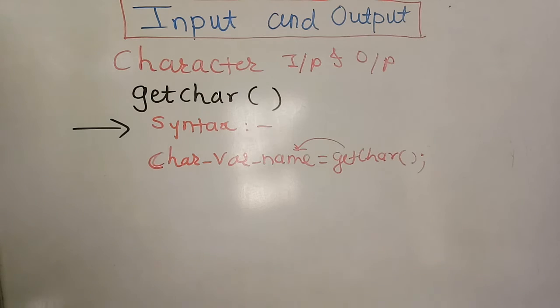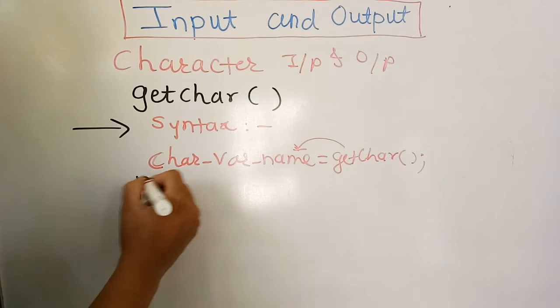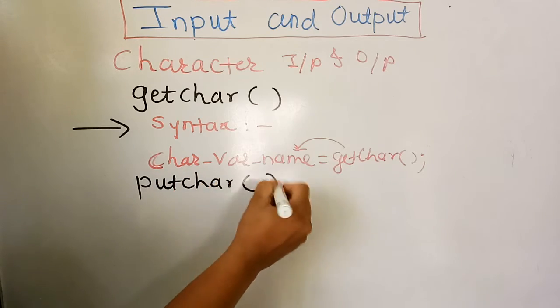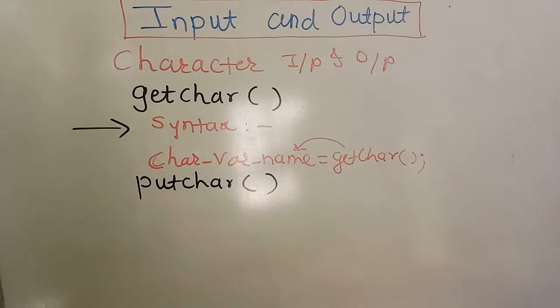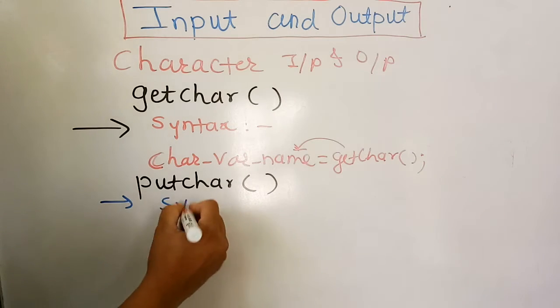Now we will talk about putchar. Just as the getchar function accepts a single character as input from the user, the putchar function simply displays the character accepted by getchar on the console. This function is used to print one character on the screen, and this may be any character from the character set, again a printable or a non-printable character. So we will see the syntax of the putchar function.